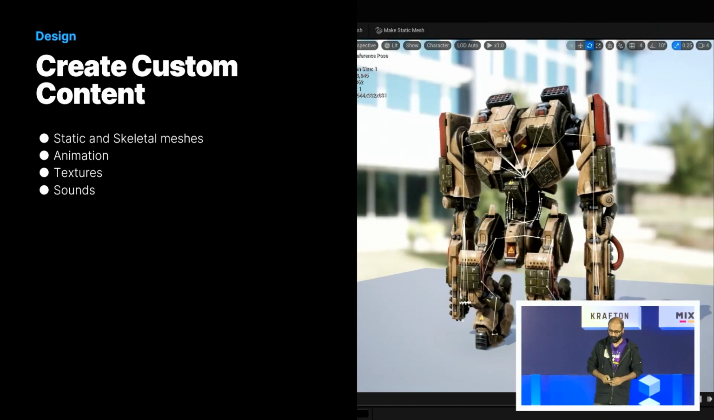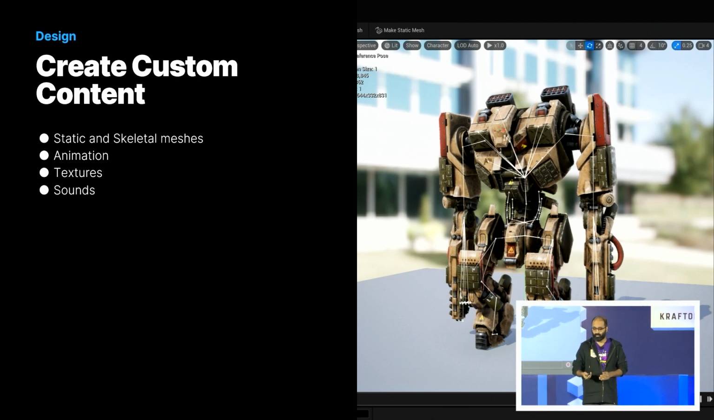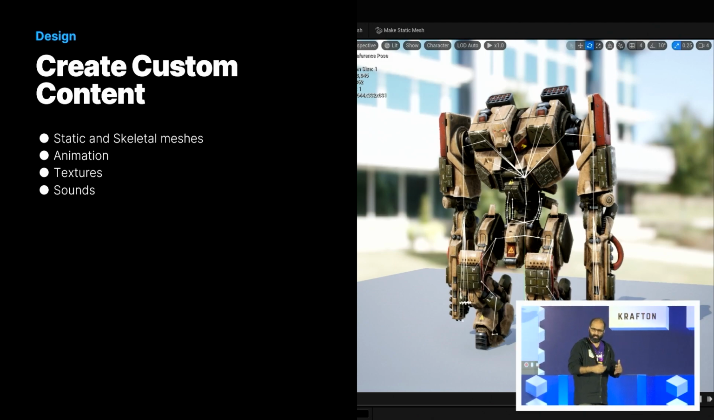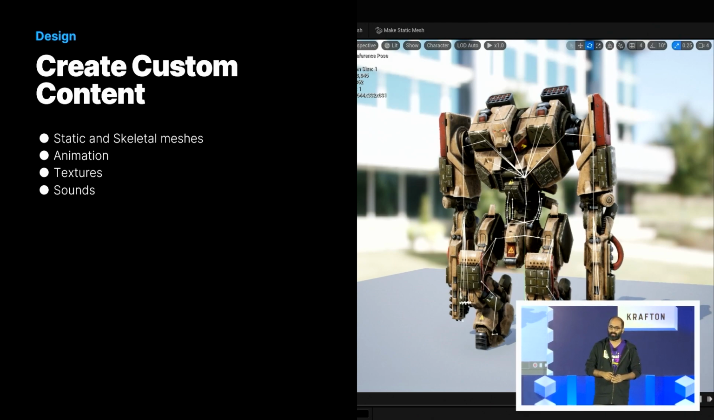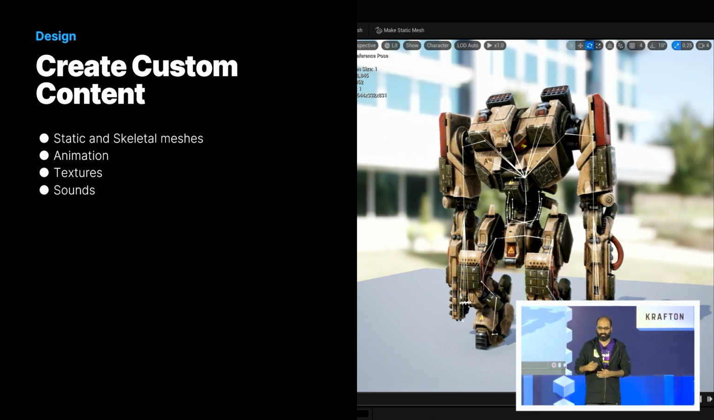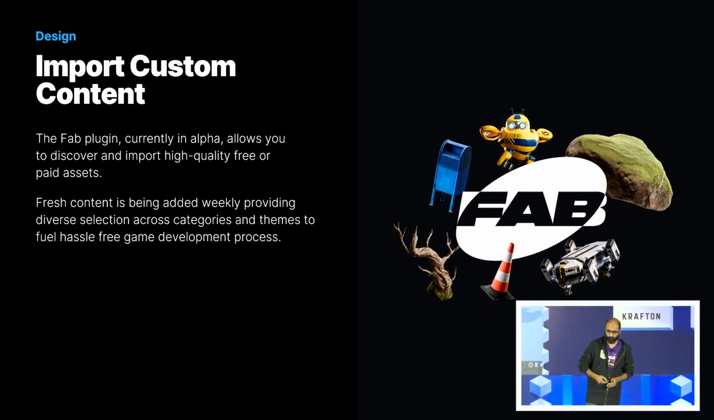So UEFN allows you to make and import your own custom content, allowing your game to transcend your typical Fortnite look and feel to also just capture the look and feel of your own IP. So it doesn't have to look like your typical Fortnite-ish kind of experience. You can even do things like adding animation, textures, and even sounds to bring to your experience.